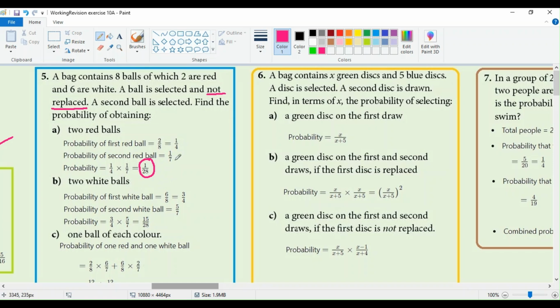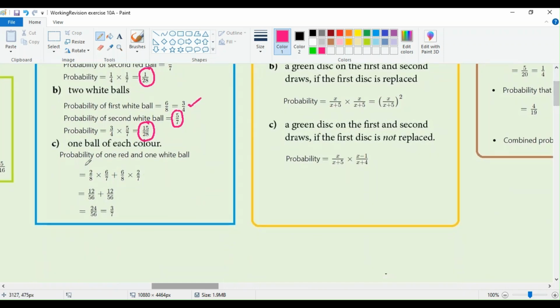Next comes 2 white balls. Probability of first white ball is 6 over 8, which equals 3 over 4, simplified like this. Now comes probability of second white ball, 5 over 7, because out of 8, 1 is gone, so I will write 7 here. And the remaining white balls are 5, because 1 is already taken. Now 5 over 7 multiplied by 3 over 4 is going to give us 15 over 28 as the answer for this part of the question.